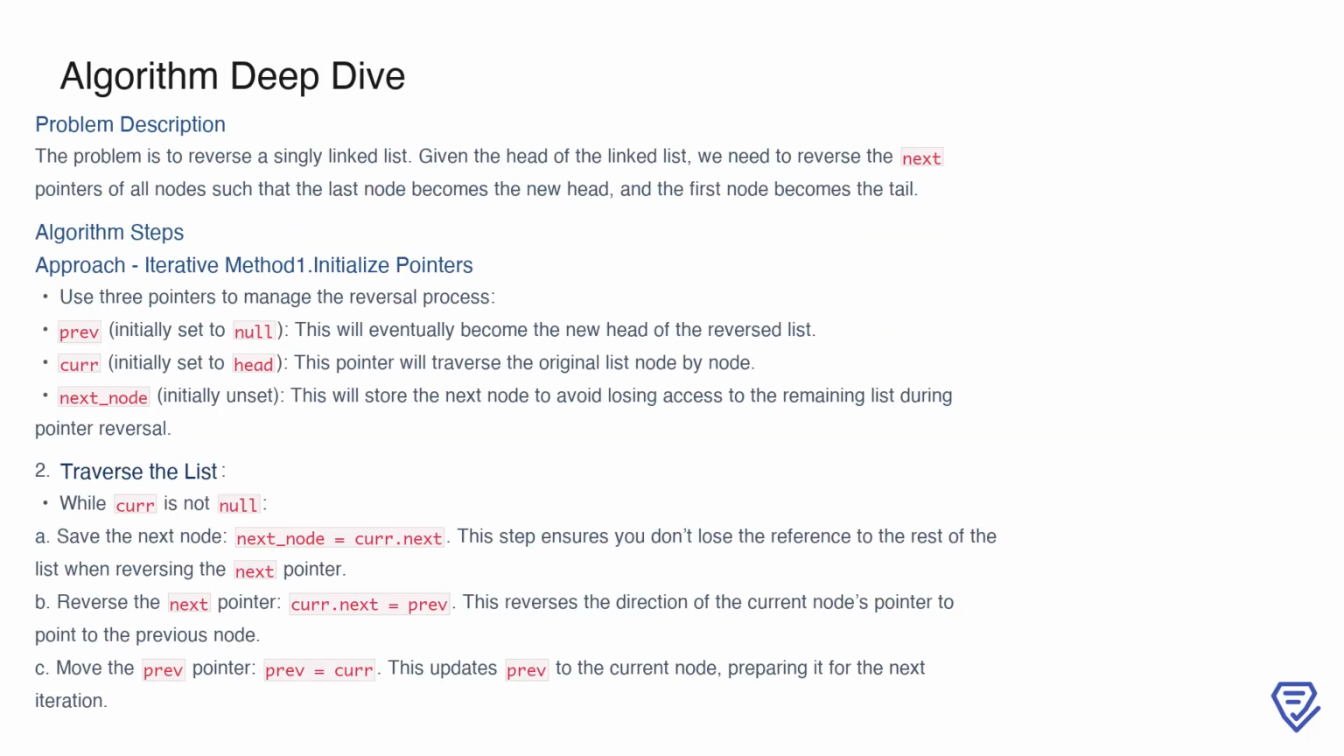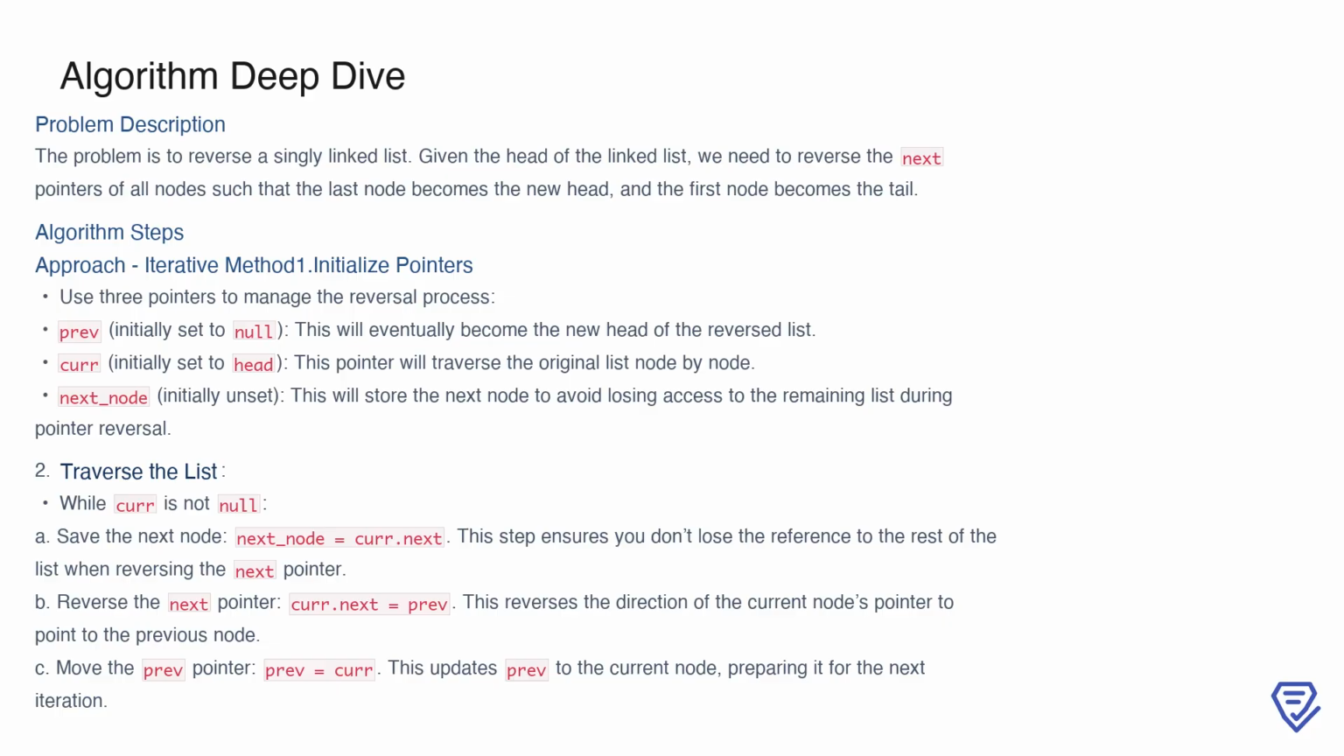To reverse a singly linked list, we need to change the direction of the next pointers for all nodes in the list. The goal is to make the last node of the original list the new head, and the first node the new tail. To accomplish this, we use an iterative approach with 3 pointers: previous, cur, and next_node. Initially, previous is set to null because there is no node before the head at the start. cur is set to the head of the list, as this is where we begin traversal, and next_node will be used to temporarily store the next node during the process.